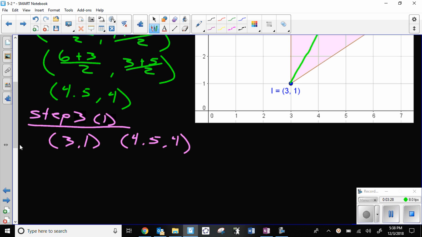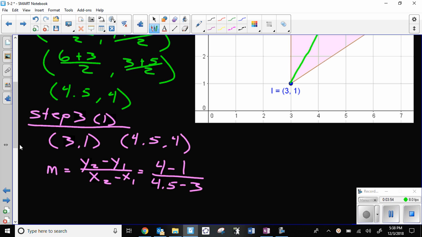4.5, comma, 4. Now I want to write an equation in slope-intercept form. To write an equation, we always start with slope. So y2 minus y1 over x2 minus x1. We're going to go with 4 minus 1 over 4.5 minus 3, which will get us 3 over 1.5. And I believe that should get me a value of 2. Okay, so there's my slope.